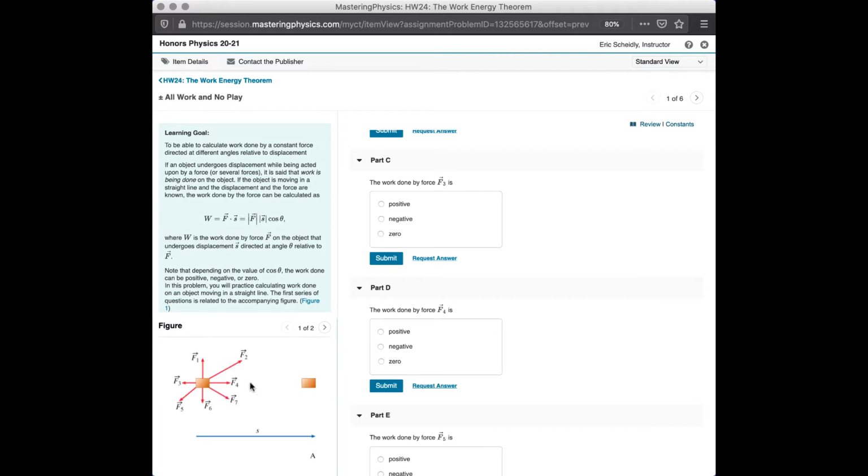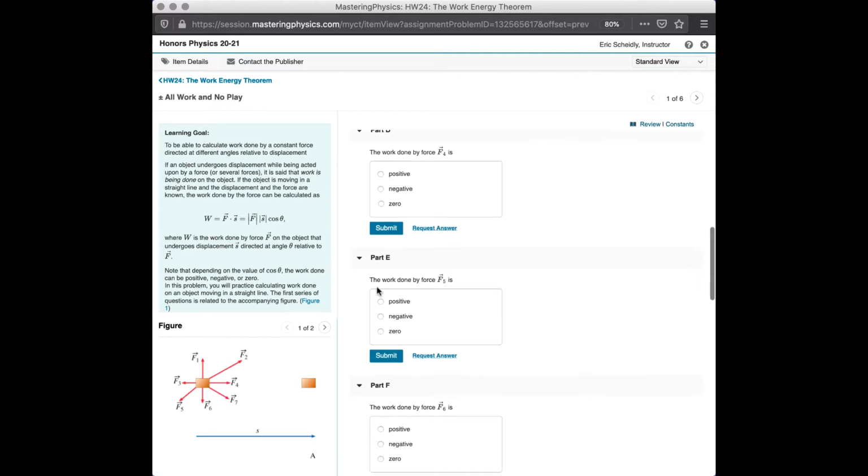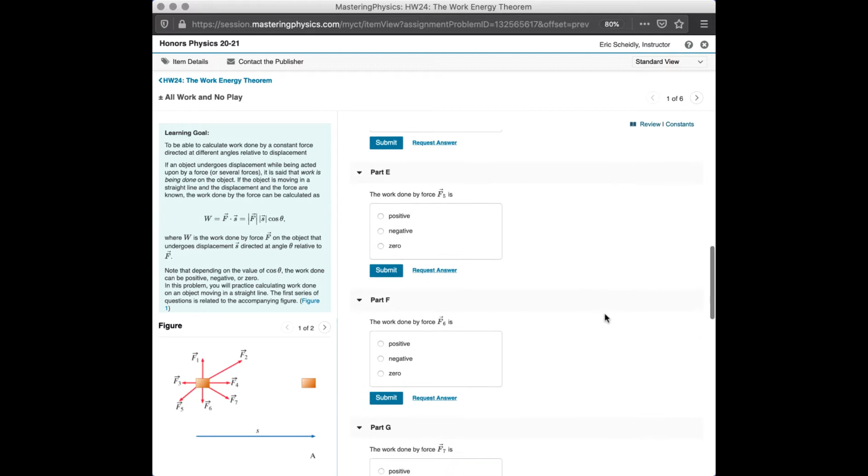The work done by F4, where's F4? F4 is completely in the direction of the displacement, and so it does positive work. Force F5 is sort of generally opposite the direction of the displacement. The displacement is to the right, and F5 has a component that is to the left, and so the sign of the work done by F5 is negative.